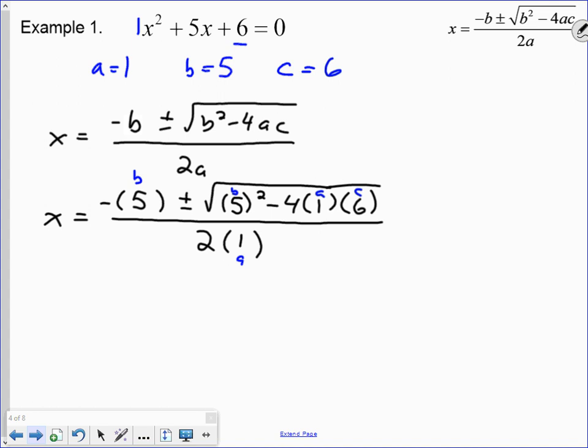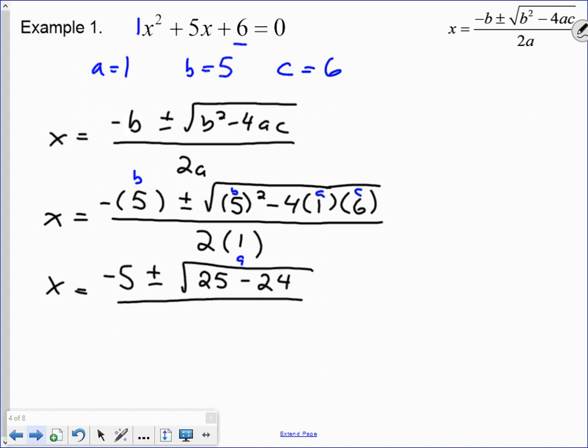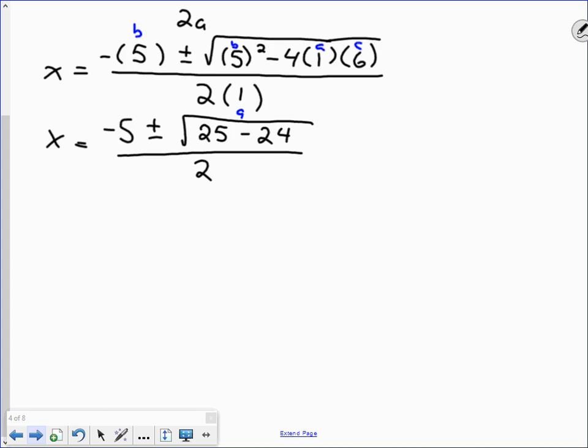Okay. And now we're going to start evaluating this. So we're going to do order of operations as we're doing our evaluation. First off, this negative, then 5 in brackets, is just going to become a -5. We're going to keep the plus minus, and if you're worried about this plus minus, we're going to talk about what that means in just a minute here. So underneath the square root, we can do 5 squared, which gets us 25. We can do negative 4 times 1 times 6, which is going to be negative 24. And then in the bottom, 2 times 1 is just going to give us 2.